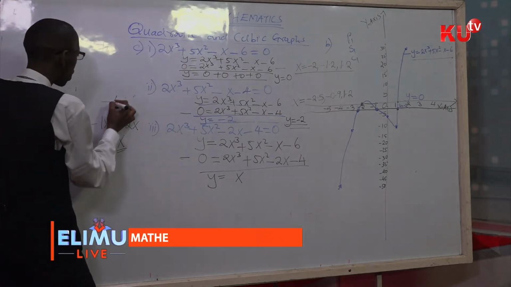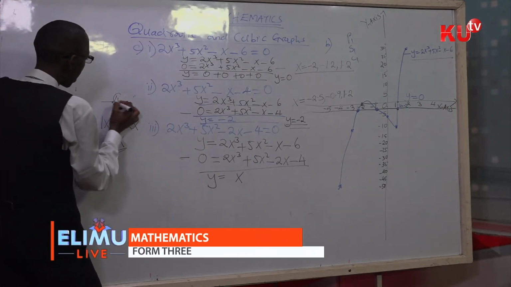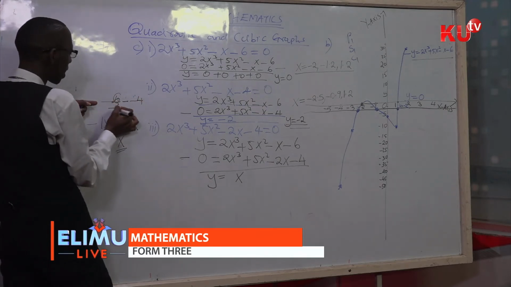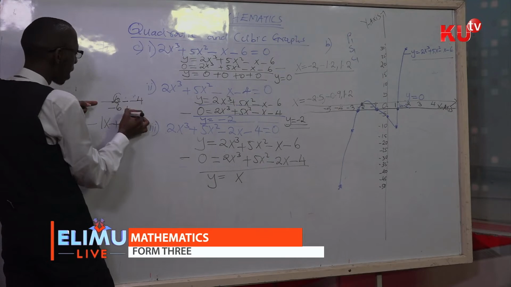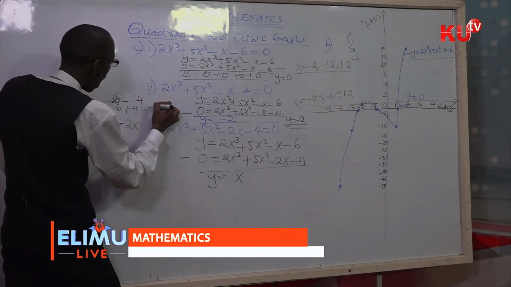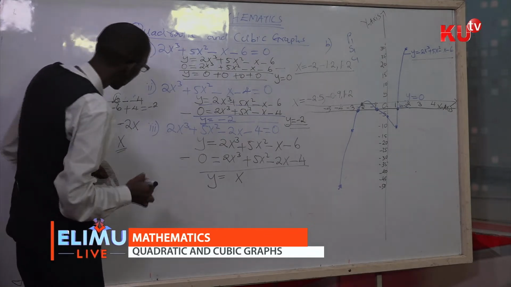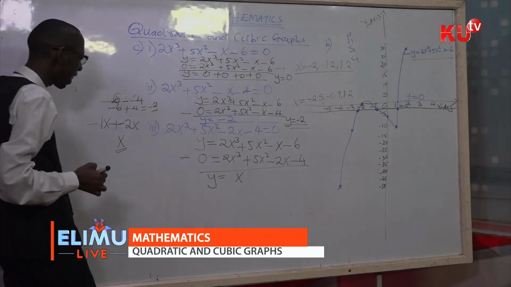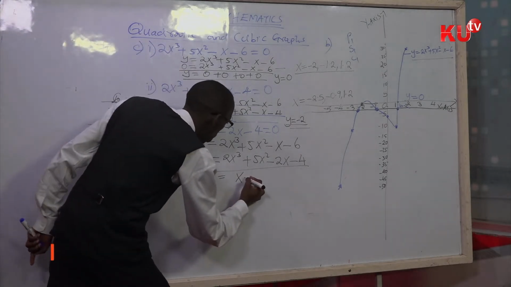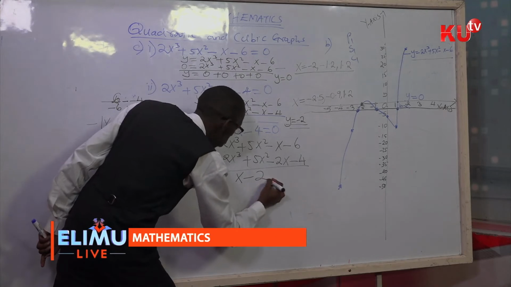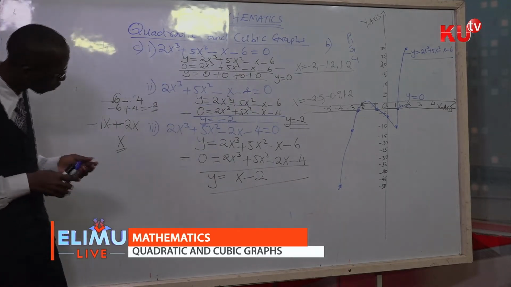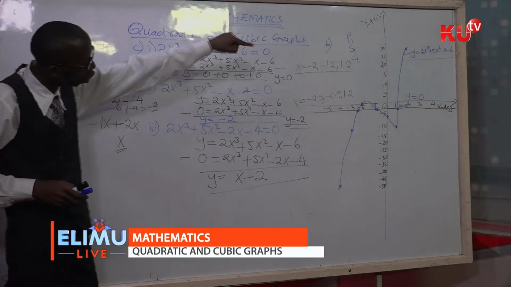So 1x. Negative 6 minus negative 4. Negative 6 minus minus will be plus. Negative 6 plus 4 is equal to, I know you are responding back at home, what? Yes, that is right. It is equal to negative 2. So y equals x minus 2.